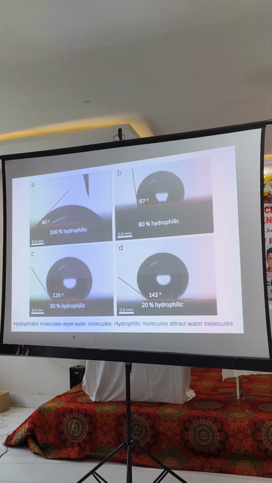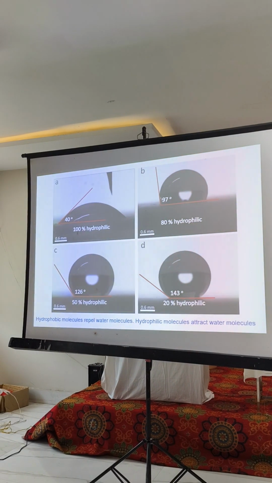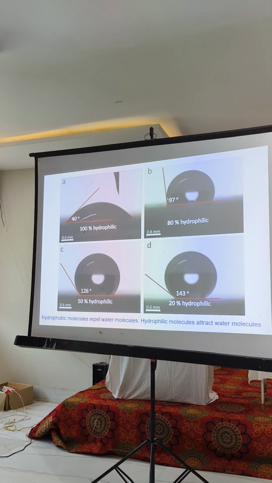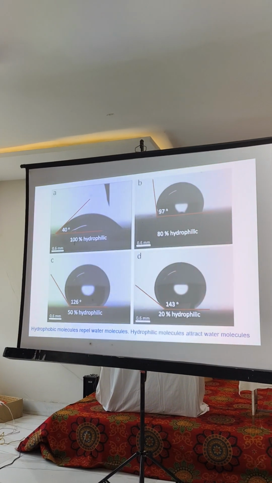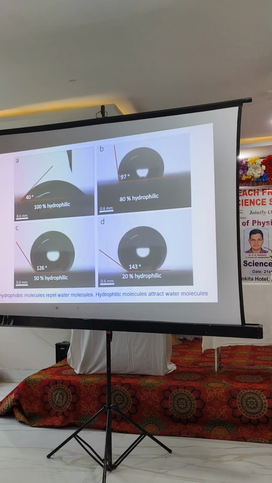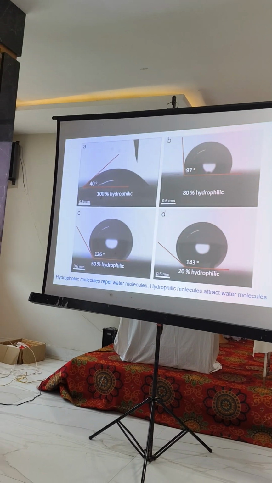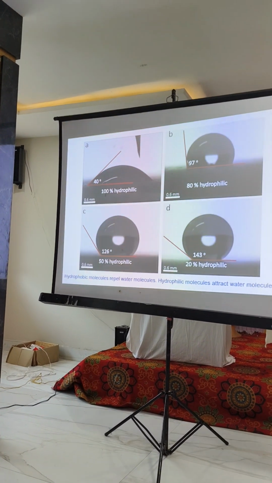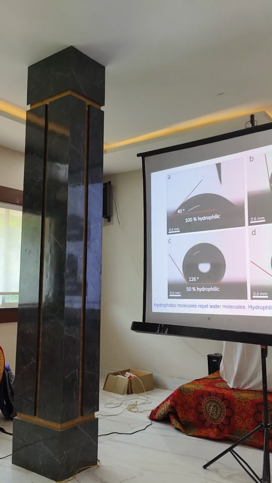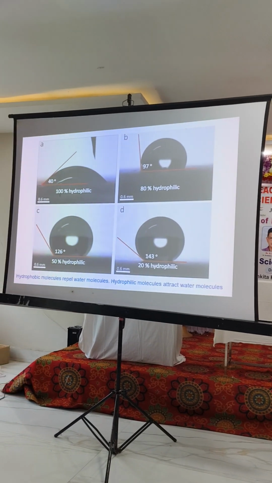The surface is on silicon. I have just prepared a nanometer sample and I put a water drop. And see, when it is a circle, the contact angle of the drop on my material is 143 degrees. And in the first figure, the contact angle is 40 degrees, so it is 100% hydrophilic. And the last figure, 143 degrees, it is 20% hydrophilic.